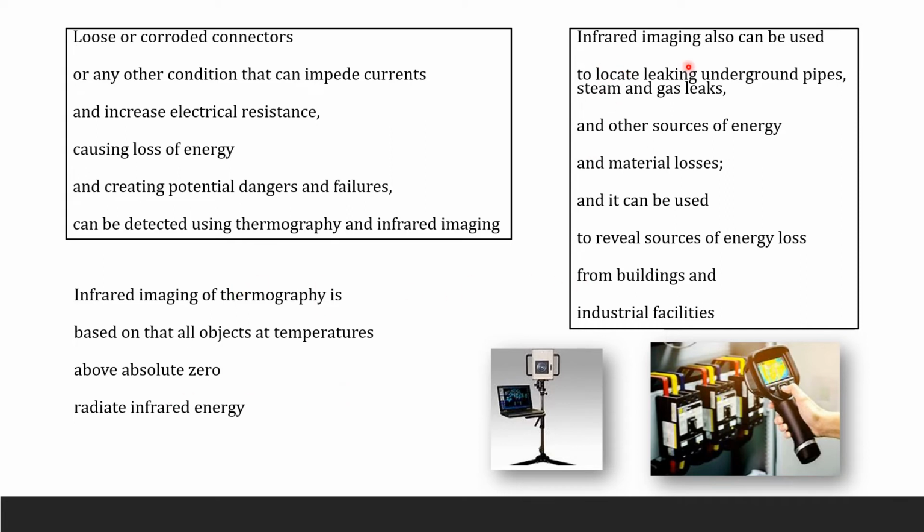Now, infrared imaging can also be used to locate leaking underground piped steam and gas leaks, and other sources of energy and material losses. And it can be used to reveal sources of energy loss from your buildings and industrial facilities. So the condominium in Florida that collapsed, that's a failure of the engineering right there. Somebody made a mistake, or a huge mistake, because they forgot the space.